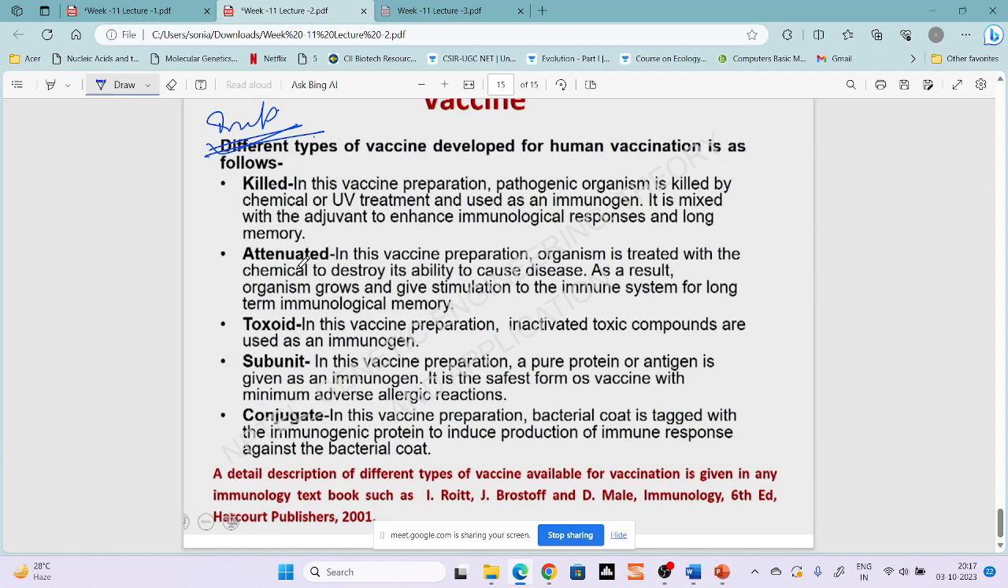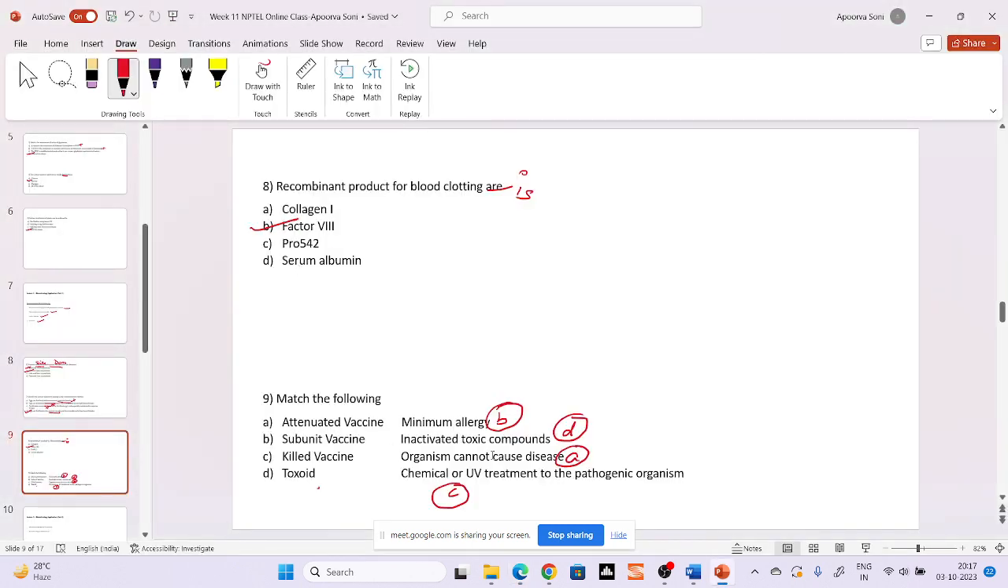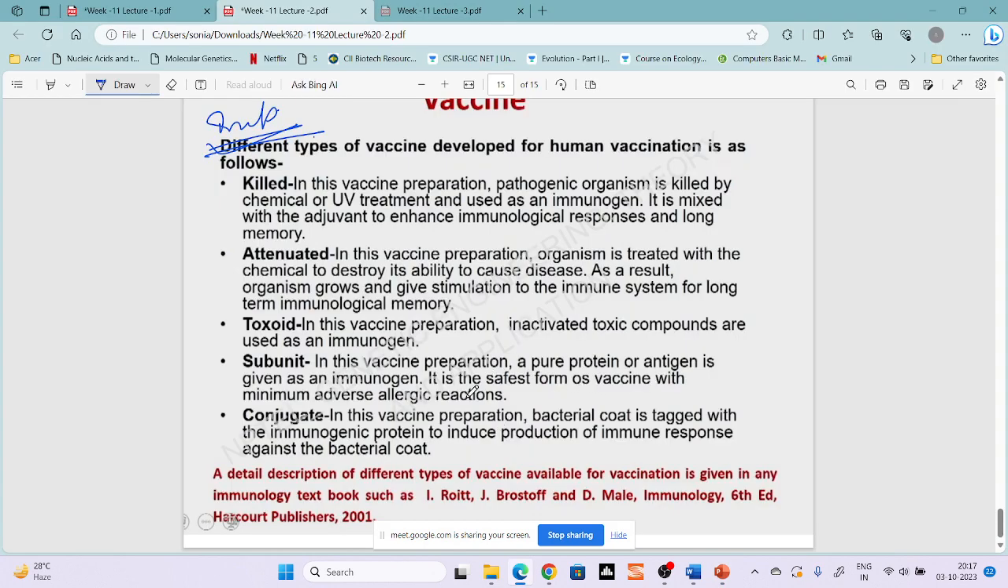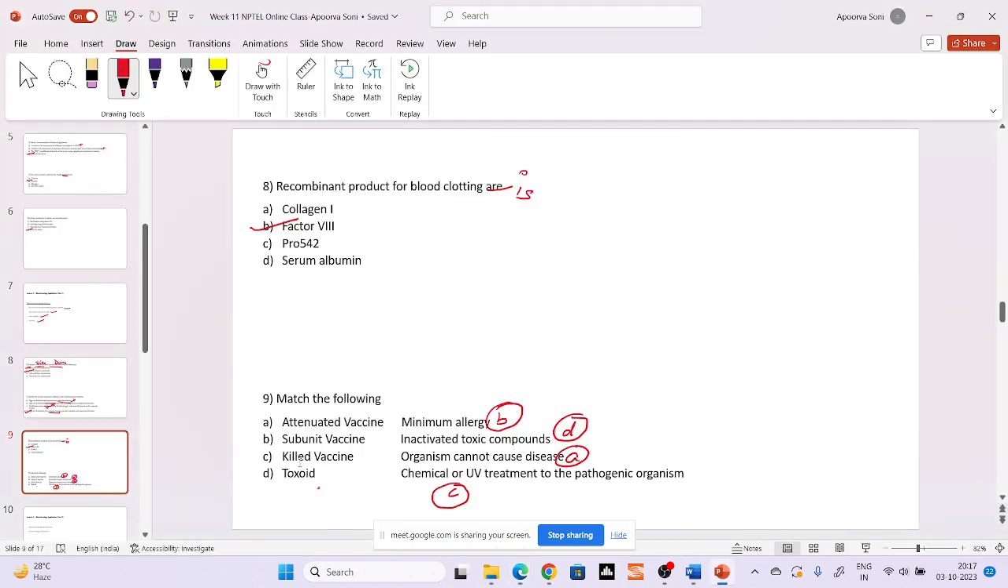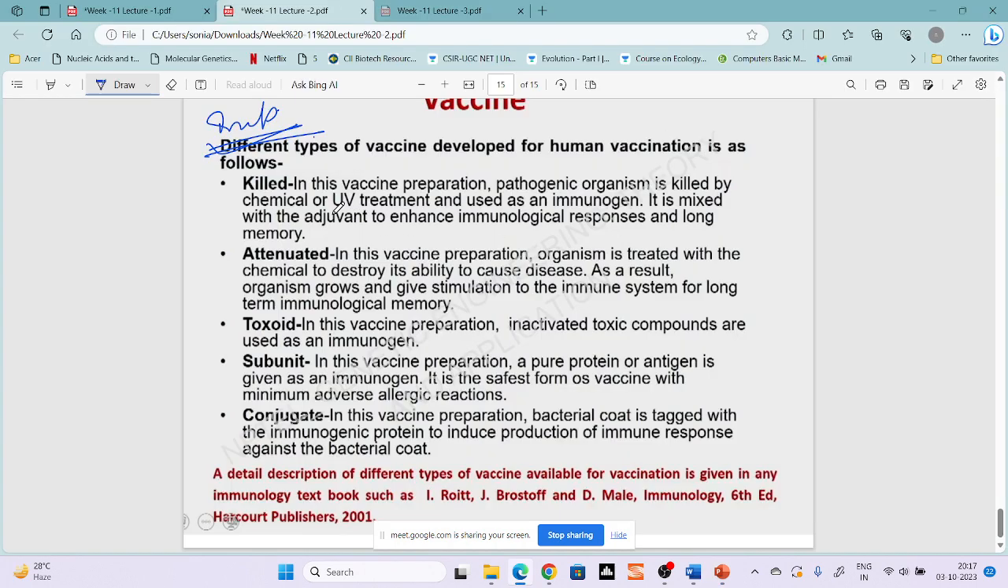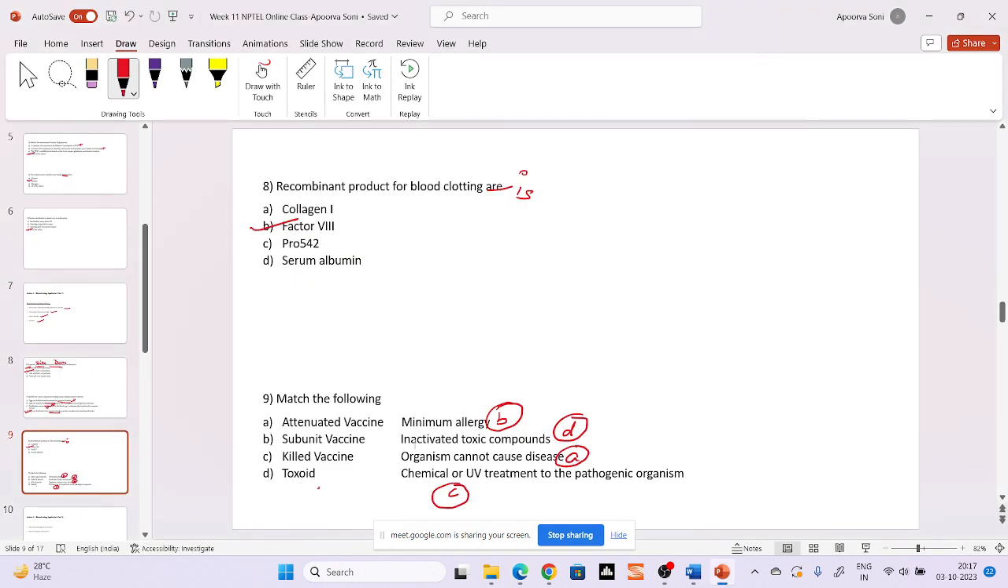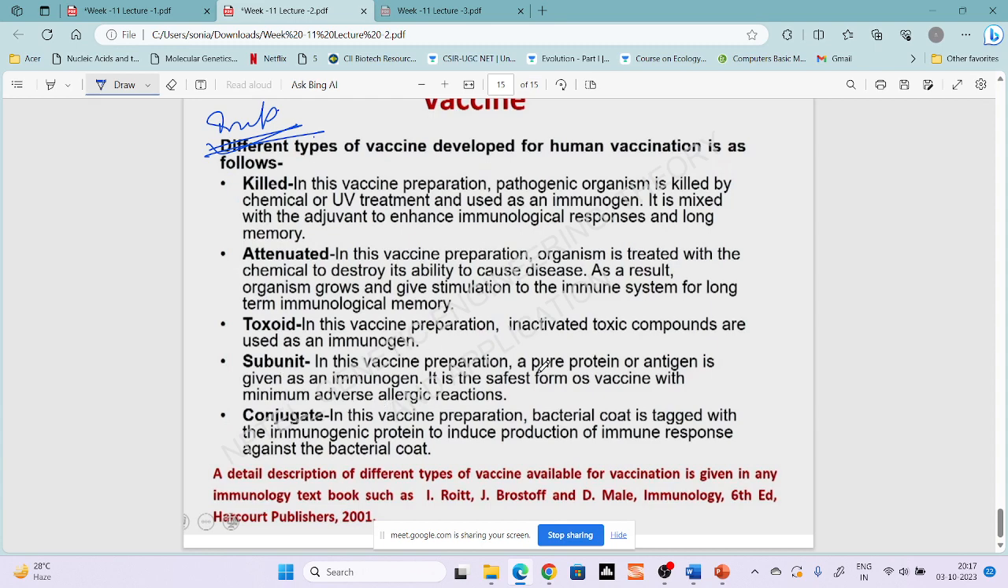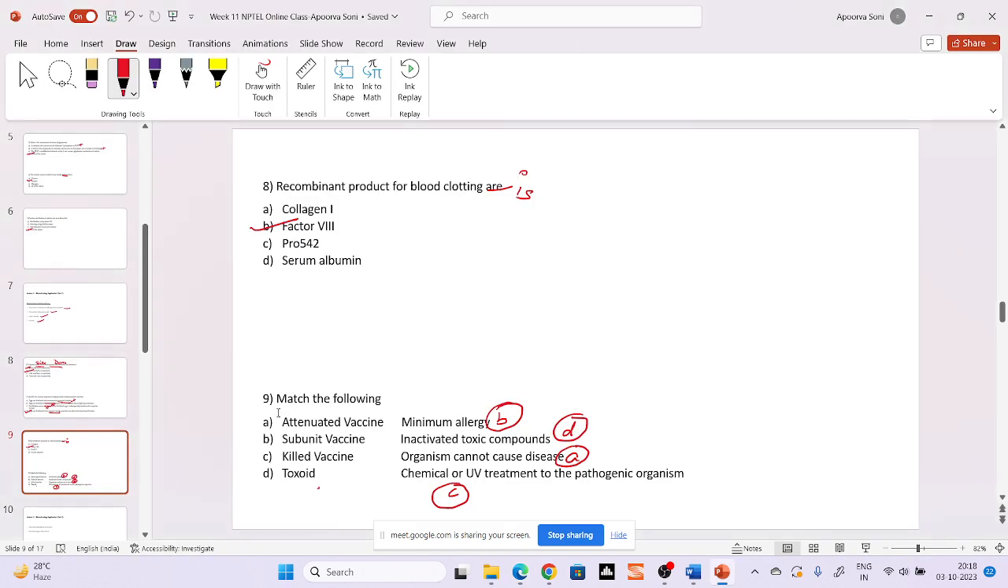Okay. So here, attenuated vaccines: A, organism cannot cause disease, yes. Subunit vaccines: minimum allergy, yes. So basically, is it written over here also? Yes. So subunit vaccines will give us minimum allergic responses. Then killed vaccines, C, chemical or UV treatment, yes. These treatments are only used to kill the pathogen. Then toxoid is inactivated toxic compounds. So this is the correct answer.